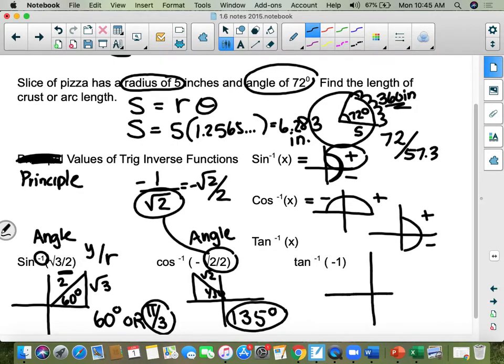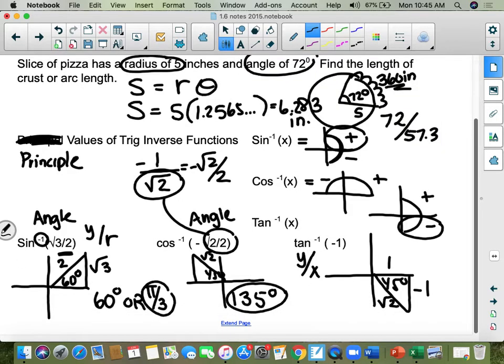Tangent inverse. Well, tangent is negative in this quadrant, so I'm going to make a negative. We know that tangent is y over x, so the y's and the x's have to be the same. So we're going to put a 1 here and a -1 here. Well, this has to be the square root of 2. We're dealing with a 45-degree triangle, which is -45 degrees, or -pi over 4.